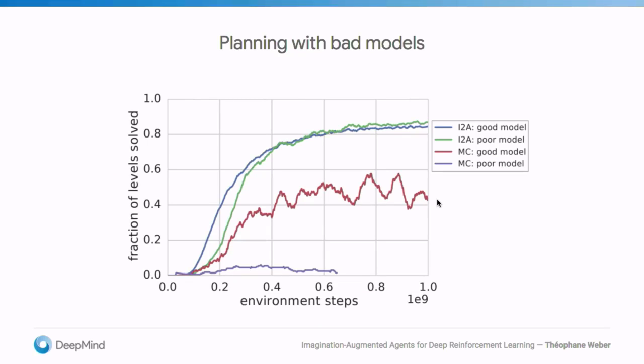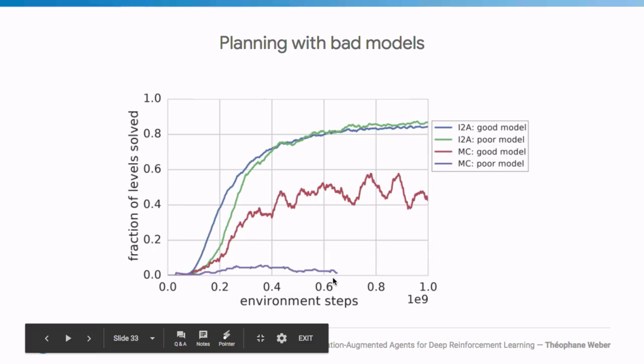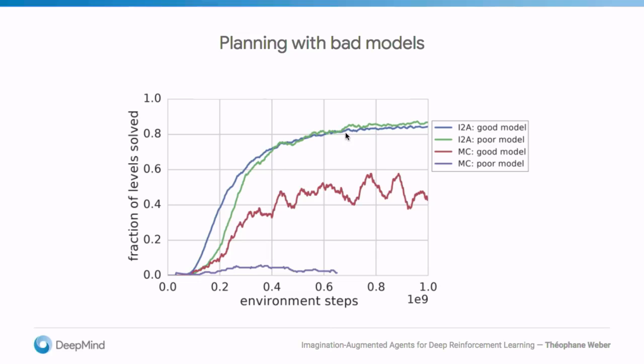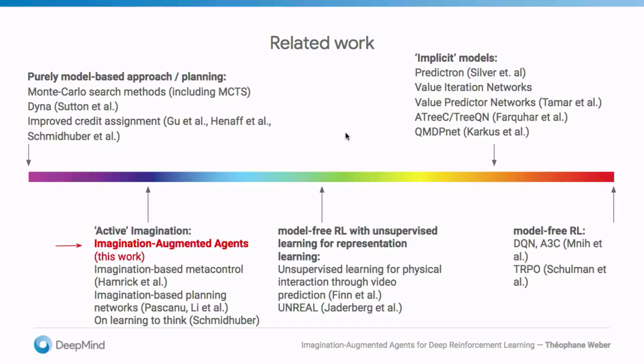We compare 2 model-based methods. The first is I2A, and the second is the Monte Carlo policy that I mentioned earlier. And when you use a good model, Monte Carlo policy does okay, roughly as model-free, between 50 and 60% of levels. But when you use a poor model, Monte Carlo's performance fails catastrophically. It basically starts solving almost none of the levels. However, I2A suffers from delayed learning, but it eventually gets almost to the same point.